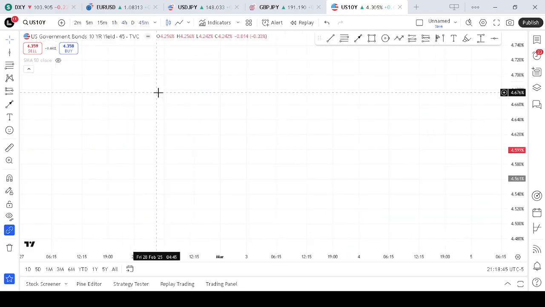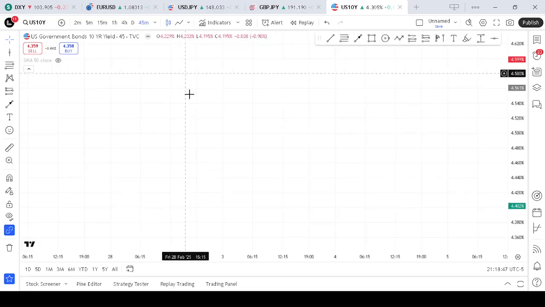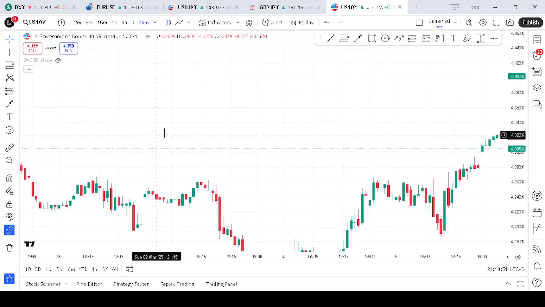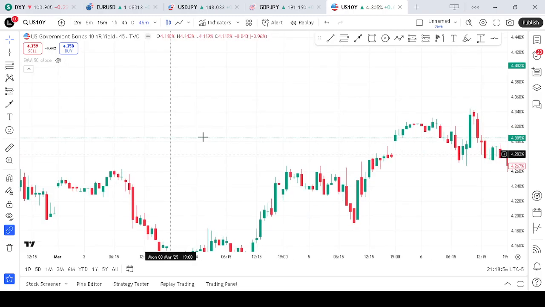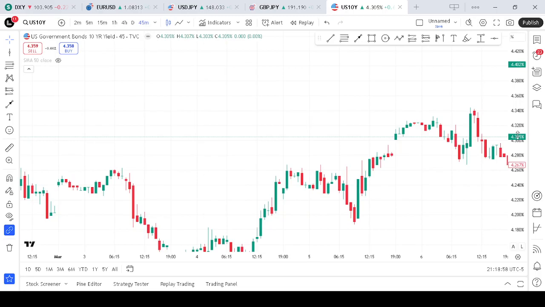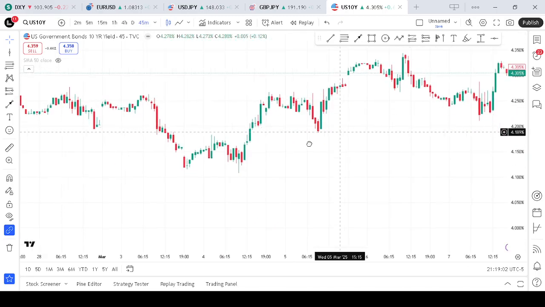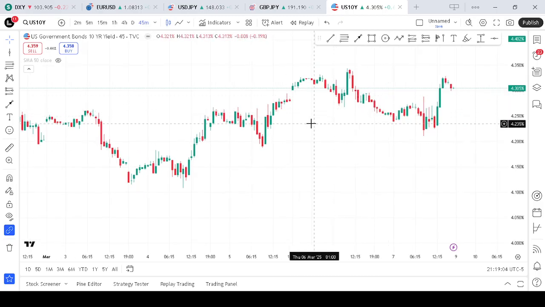By avoiding these common mistakes and sticking to your disciplined approach, you will be able to maximize the potential of the bearish counter attack pattern and improve your overall trading performance.